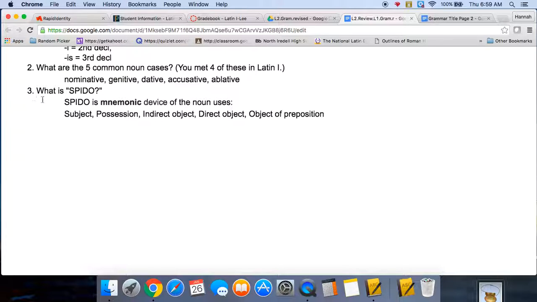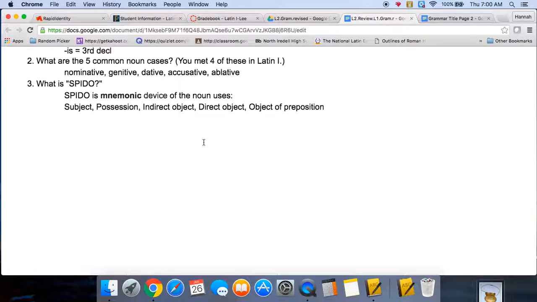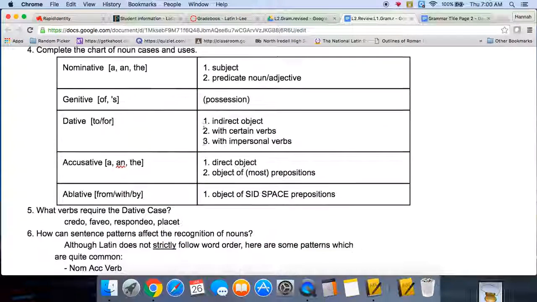Okay, the next thing for number 3 is speedo. You saw that in part 1 where it had the definitions. Actually, that was sid-space that you saw. I believe that speedo is there too. Speedo is a way that you can remember the uses of the cases that are listed up here in part 2 in order. So the S in speedo is for subject, P is for possession, the I is for indirect object, the D is for direct object, and O is for object of prep. So this kind of gets you through the basic uses of the 5 cases. The 6th case you'll be getting in Latin 2 that's called the vocative.